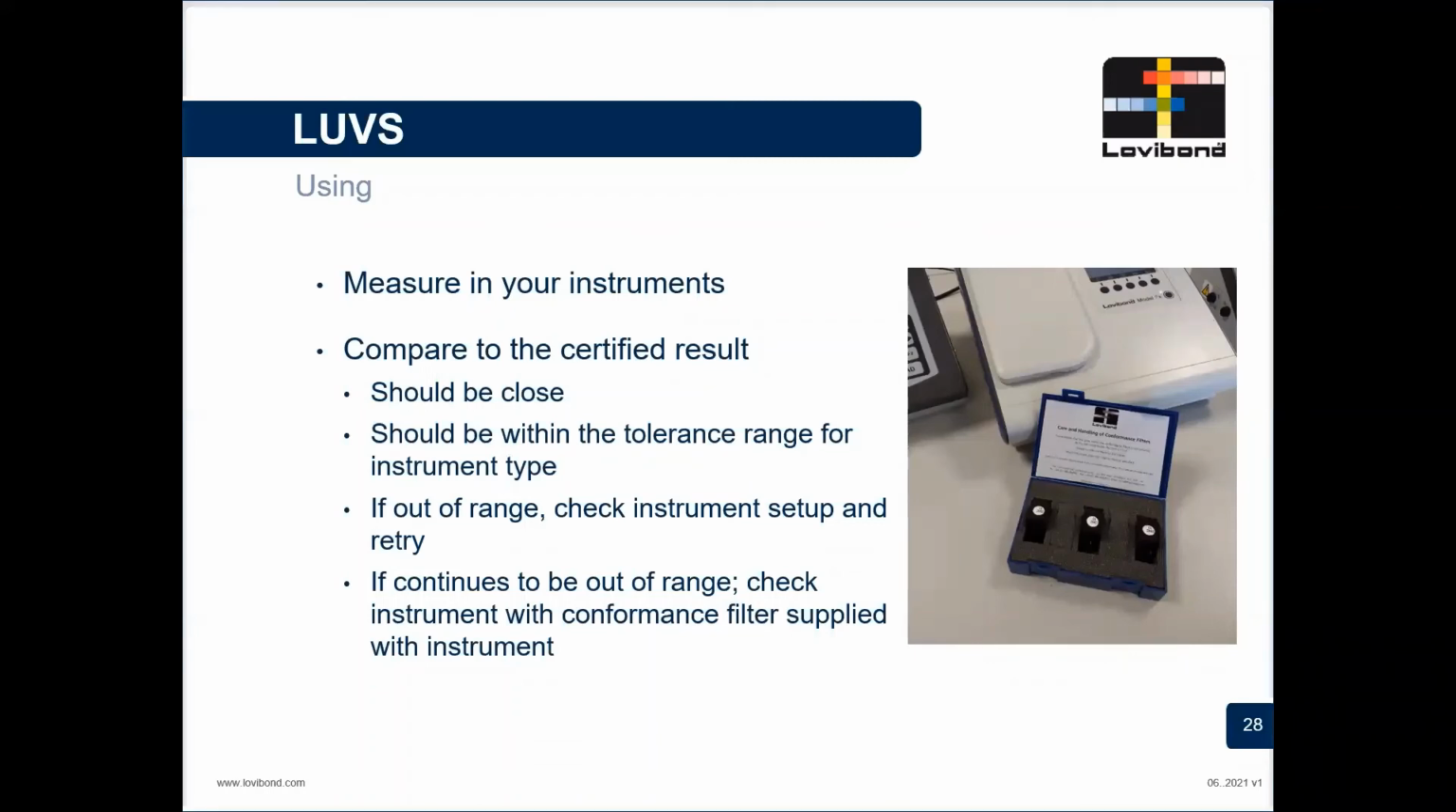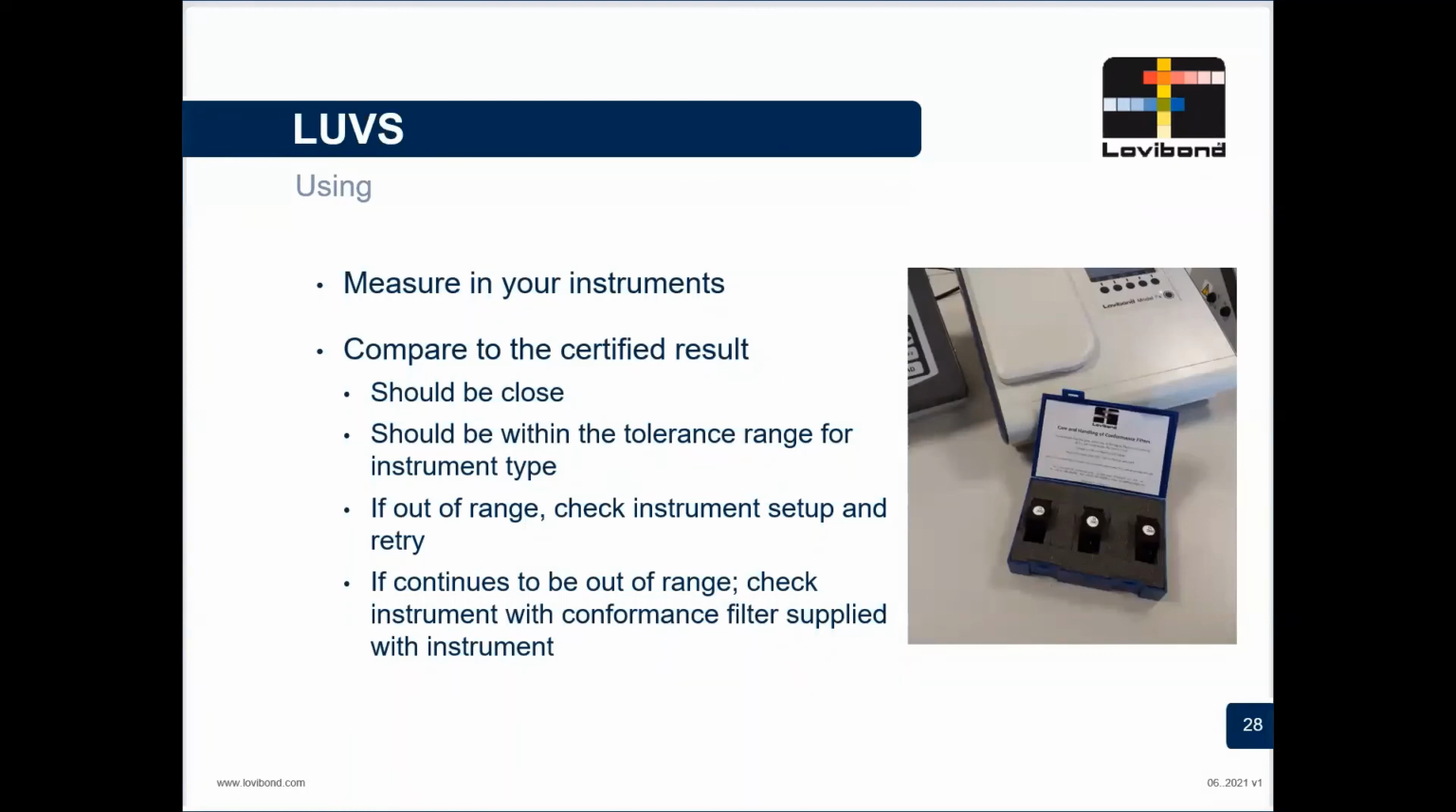So we have 3 filters, so we're checking at 3 different levels. We might get something that's out of range on maybe one of the filters. So we might need to look back. Is the filter dirty? Have we got a fingerprint on it? We might need to clean the filter, check our setup in our instrument. Maybe we didn't do the baseline correctly. Recheck our measurement, retry.